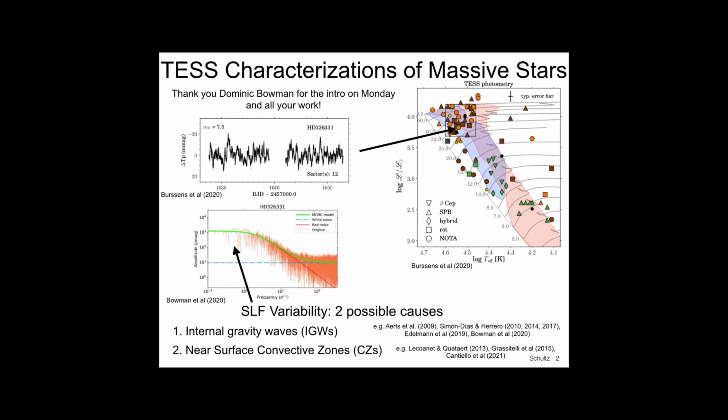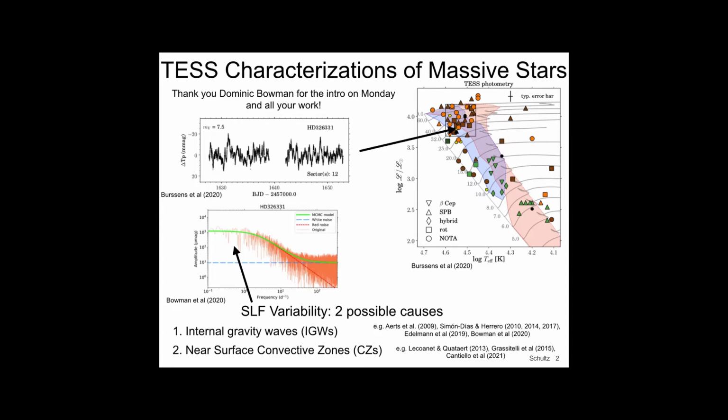And really, there's two possible causes of this currently under discussion. There's internal gravity waves, where the internal core convection launches these g modes that propagate to the surface and cause stochasticity there. The other explanation is these near surface convection zones, like at the iron opacity peak, for example, excite turbulence, and that turbulence also makes its way to the surface and manifests as stochasticity there.